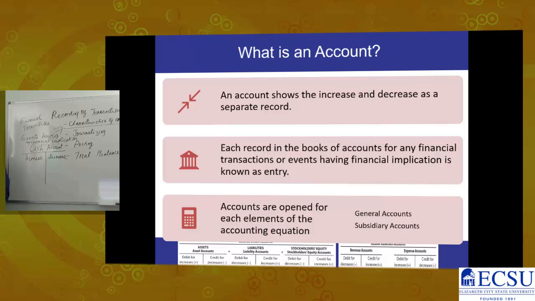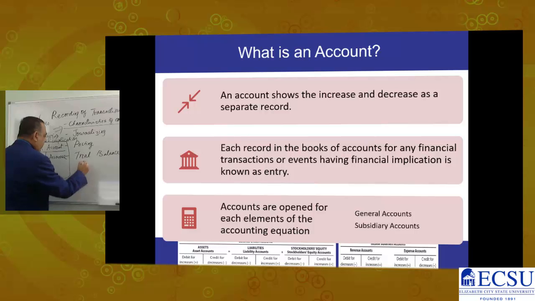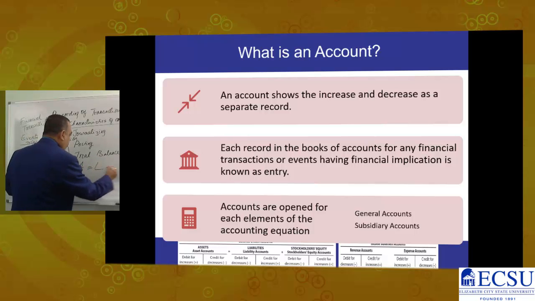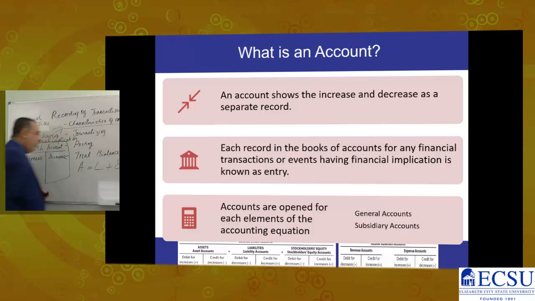So if you're recording the transactions and events in the accounts, as you can see, I just depicted a T account showing a cash account. So we'll be showing an increase or decrease in the cash account. Now, we have learned the accounting equation, that is assets equal liabilities plus owner's equity. So we have been talking about that. So for each of these assets, liabilities, and owner's equity accounts, we will be opening separate accounts.